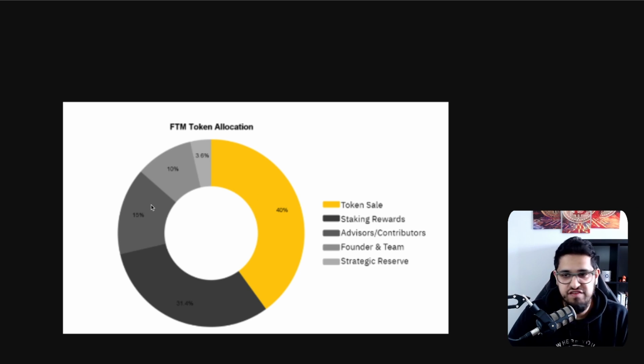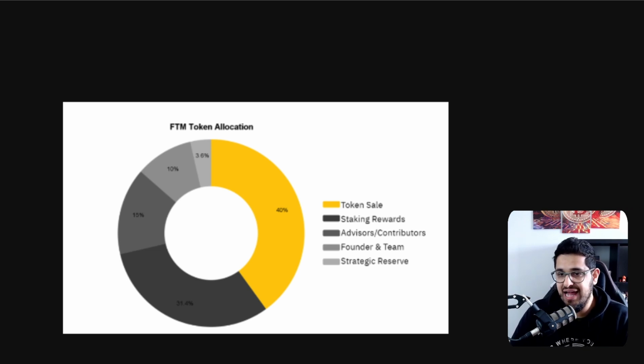Then 15% was allocated to advisors. Okay, these were advisors of the project, probably people like Andre Cronje and others, and these had a 3-month lockup. So what that means is for 3 months they cannot sell their tokens, and after 3 months they can sell them. Not long, to be fair. It's a pretty low lockup period. You'd expect a little bit longer for some advisors.